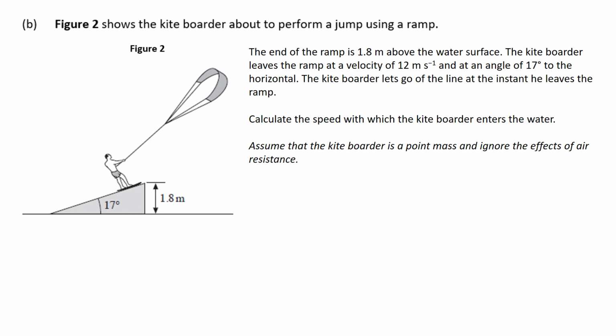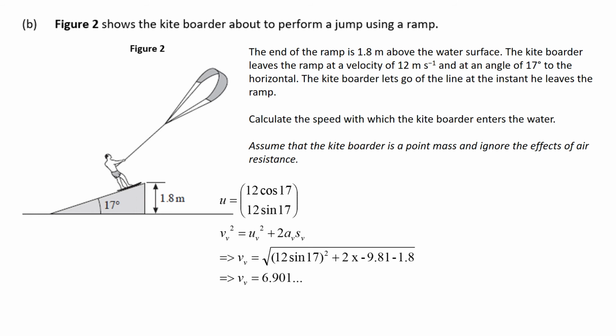So I'm going to show you two different ways people would solve this question. My preference is the second one, but I'll show you both. So first off, we need to split the velocity of the rider into two components. So I've used a vector to express that. So the horizontal component is 12 cosine 17, the vertical 12 sine 17 upwards.